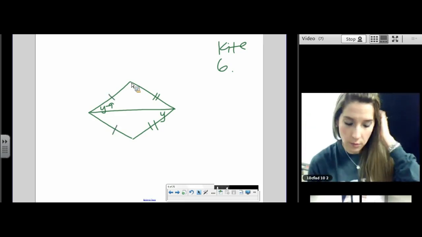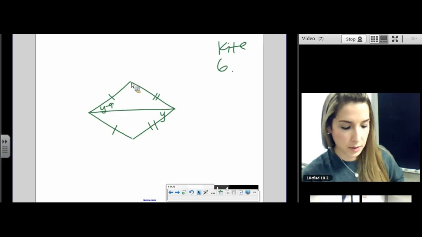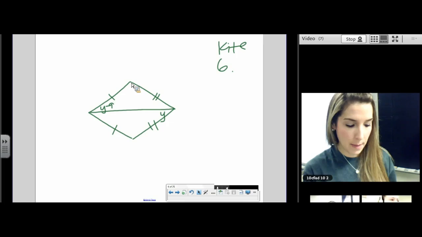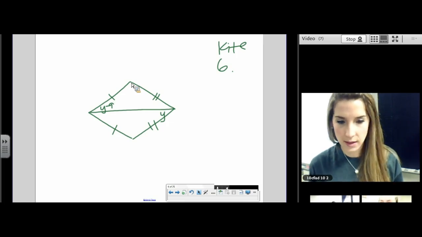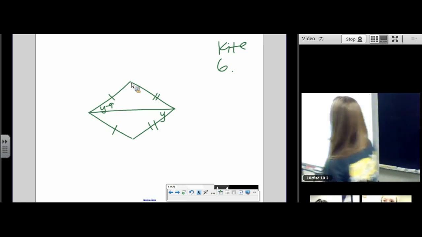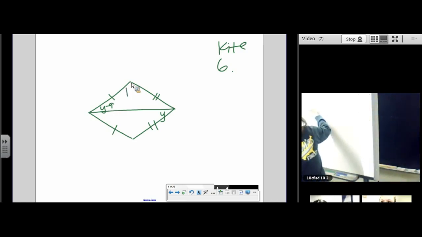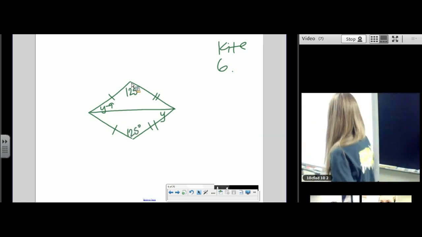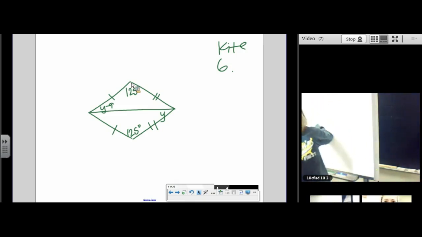You set those two equal. 4x plus 13 equals 5x minus 15, and you get X. And then you plug it back in. What is X on number 6? X is 28, so you do 4 times 28 plus 13, and you get 125. So you now know these angles. They are 125. You also know that this is your diagonal of symmetry.